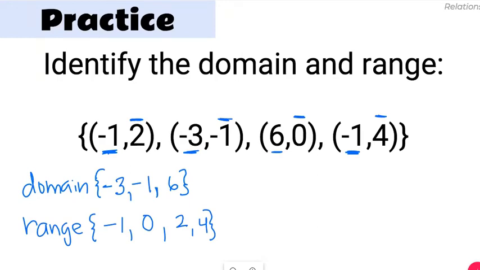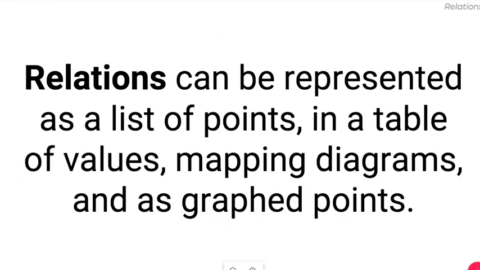All right. On a side note, this isn't something you have to write. When you see a relation, so far the only way you've seen a relation is a list of ordered pairs. That's what we've just been working with. So we can represent it as a list of points. You can also represent a relation using a table. You can use a map, or you can graph. And we're going to take a look at each of these representations.